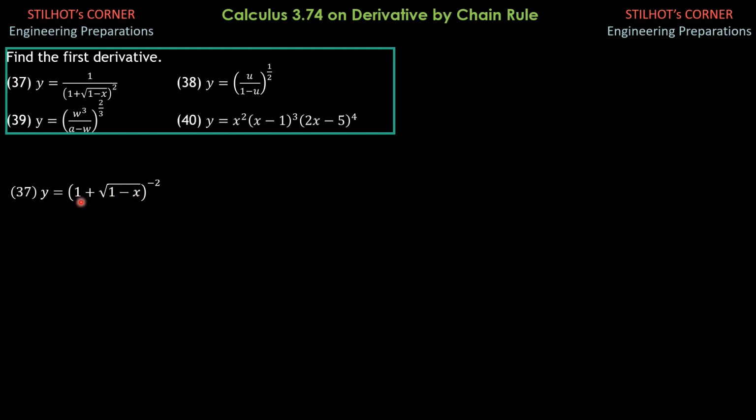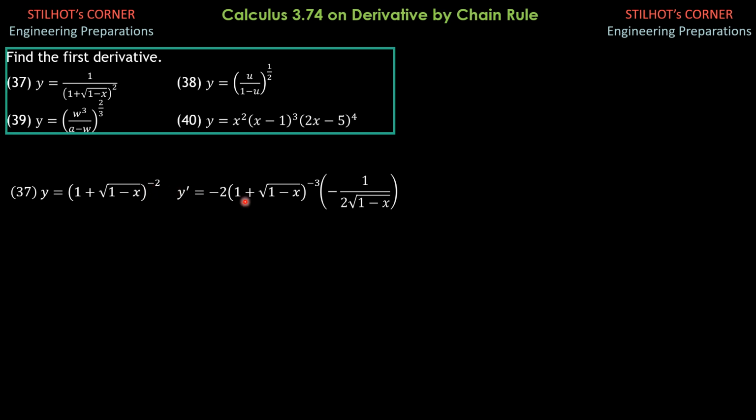So again, y prime is negative 2 times quantity 1 plus square root of 1 minus x raised to negative 3 times the derivative of 1 minus x, because this is square root of u, so du dx over 2 square root of u. So du dx is negative 1 over 2 square root of 1 minus x. Simplifying, we have negative 2 and negative 1 half cancelled. And I bring this into the denominator so that the exponent would be positive just like the original.